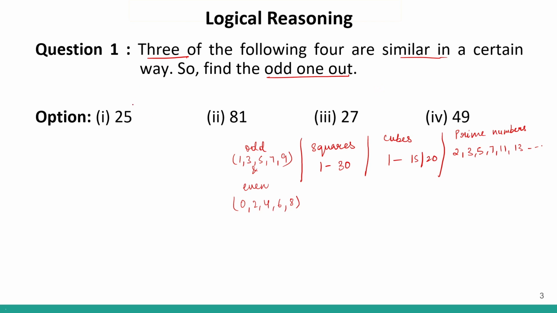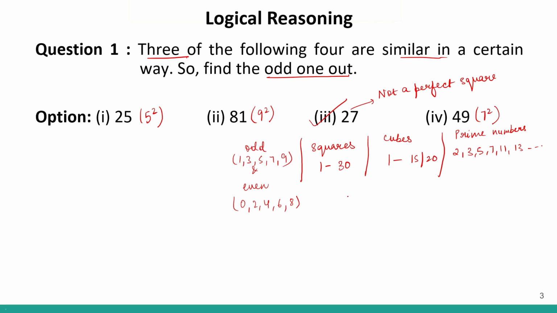When I look at 25, I can clearly see this is 5 square. 5 square is 25, a perfect square. 81 is 9 square, so it is a perfect square again. 49 is 7 square, so again a perfect square. Only 27 is a number which is not a perfect square. Therefore, our answer will be option number 3, 27.